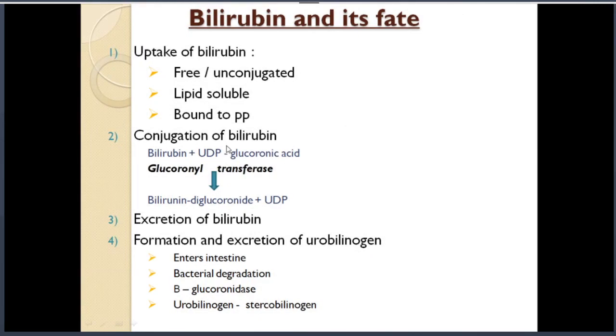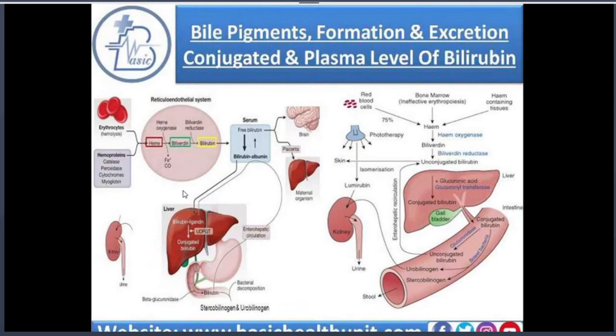And this bilirubin is then conjugated with uridine diphosphate glucuronic acid and is converted into bilirubin diglucuronide in presence of glucuronyl transferase enzyme in the hepatocyte. This bilirubin diglucuronide is now known as conjugated bilirubin, and this conjugated bilirubin is then either excreted by escaping into the systemic circulation through the kidney, because this conjugated bilirubin is water soluble, and if it passes through the systemic circulation and goes to the kidney, it gets filtered and excreted out through the urine.